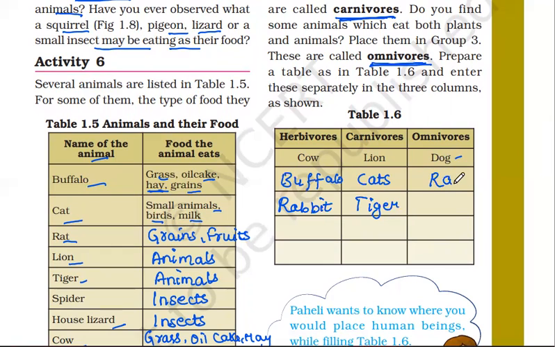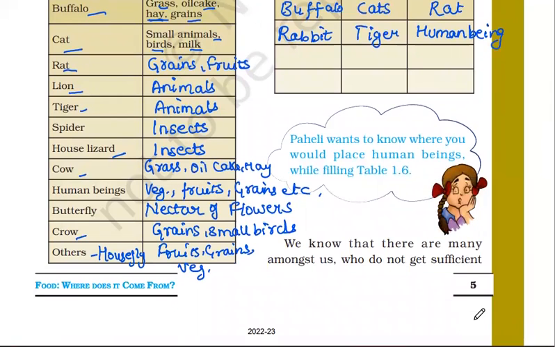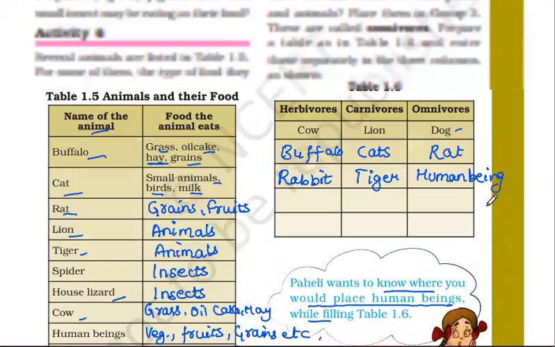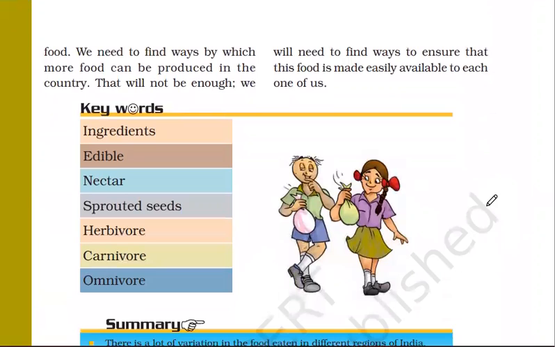Then omnivore animals which eat both plant product and animal product, right? Like dog hai, rat hai. We human beings, we are also omnivore, है ना? हम भी omnivore हैं. Okay, right? So with this, let's move forward. So here Paheli is wondering, and she wants to know where you would place human beings. Human beings are omnivore because they eat both plant products and animal products, है ना? Right? So with this, we are almost at the end of our chapter.